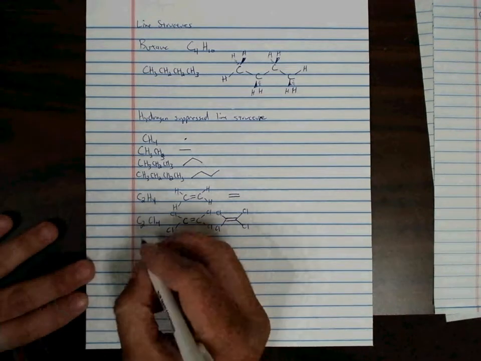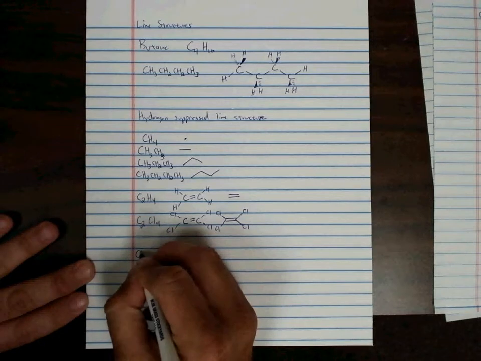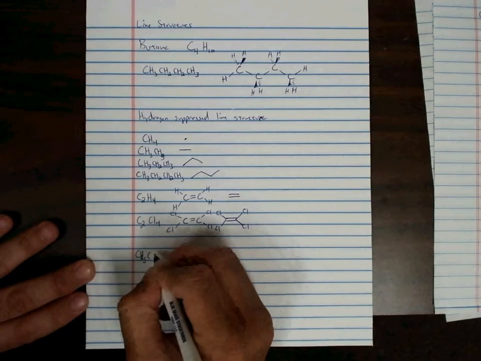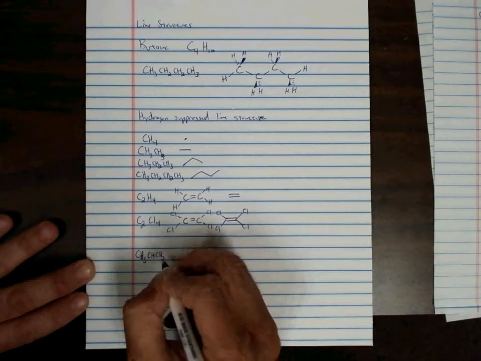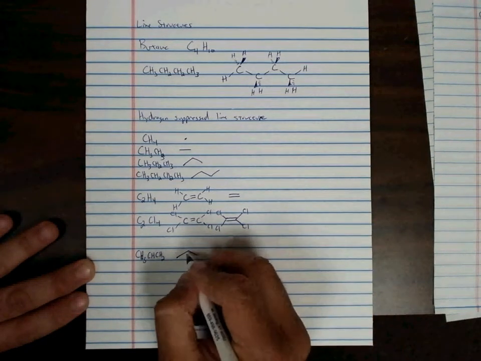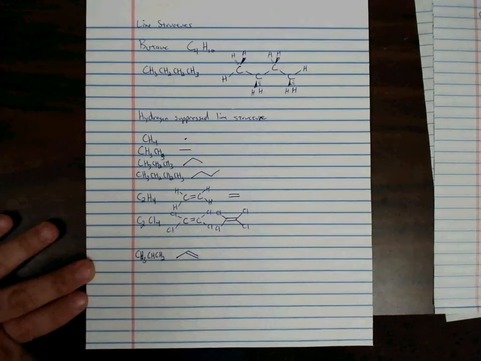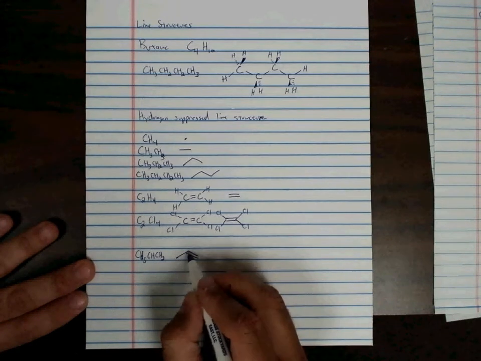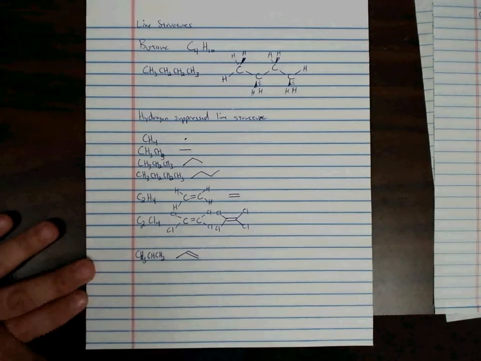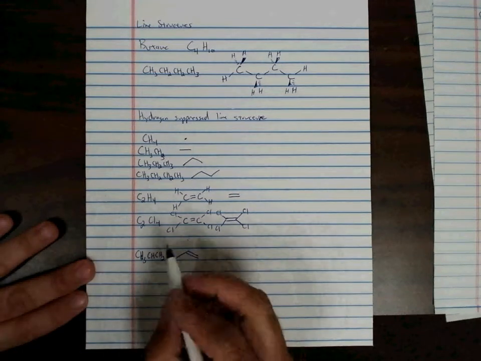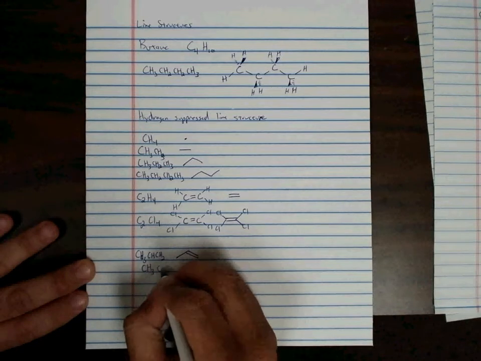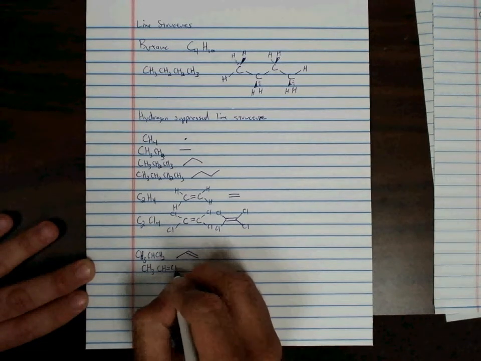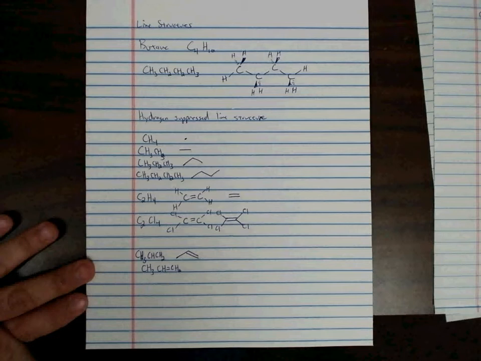If we go up to propene, CH3CHCH2, I'll end up with a structure like this for my hydrogen suppressed line structure. CH3, CH, CH2. I don't need to indicate the double bond here, although sometimes I will draw that as CH3, CH double bond, CH2, just to help you along.